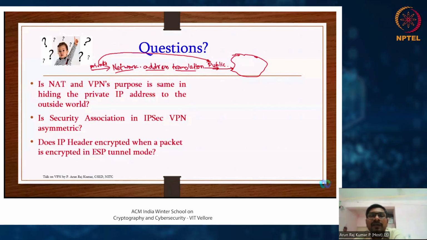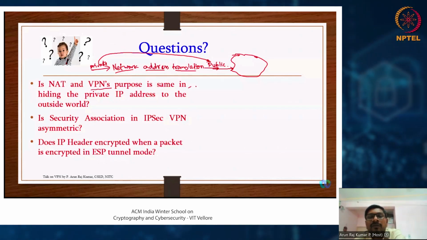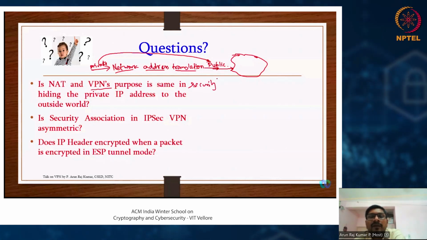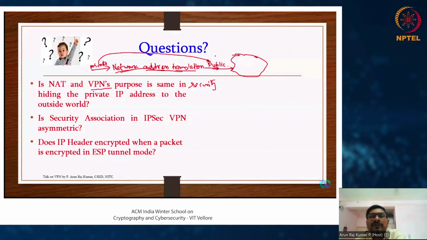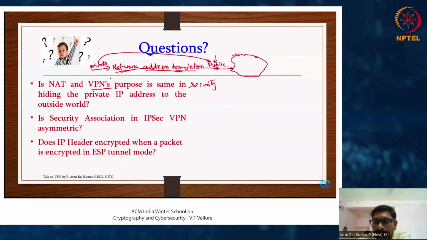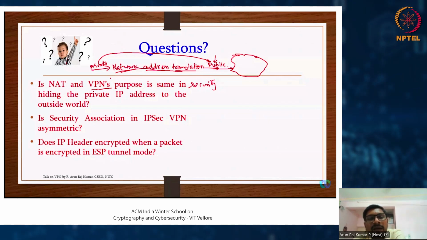The purpose is almost the same, but if you look here, in the VPN we are also providing security, which is not provided by network address translation. Still, they are aware of what IP address is used here. But when I use VPN, they are not completely aware of who is the sender, who is the receiver, and everything. They can just protect it in tunnel mode. Therefore, they are not the same when hiding the private IP address from the outside world.